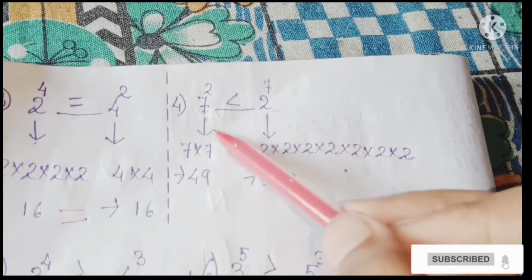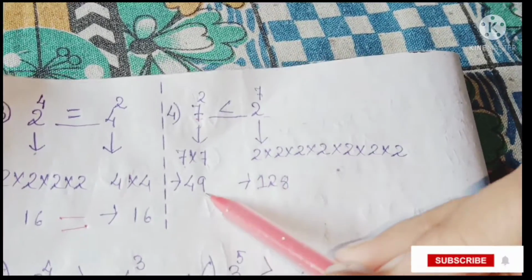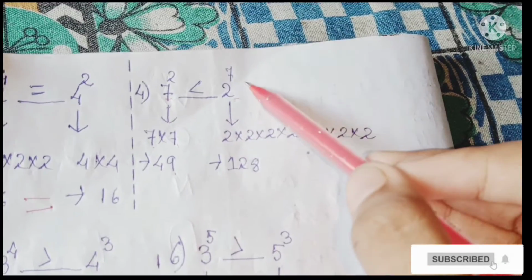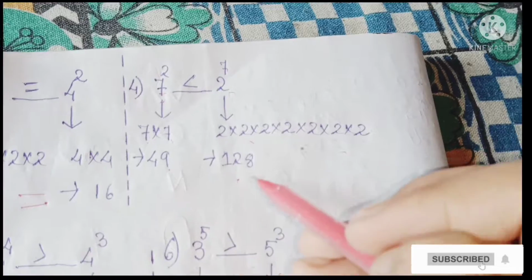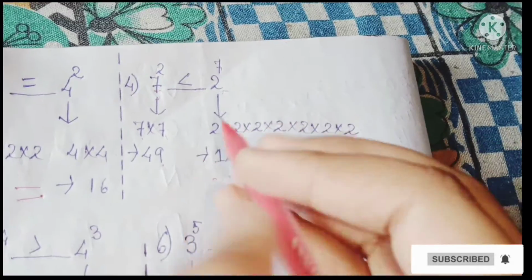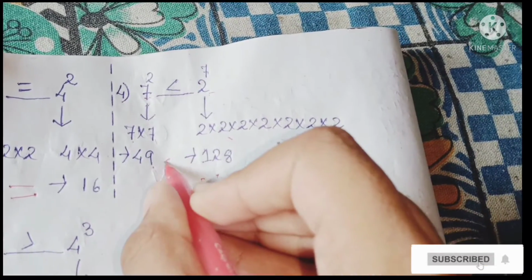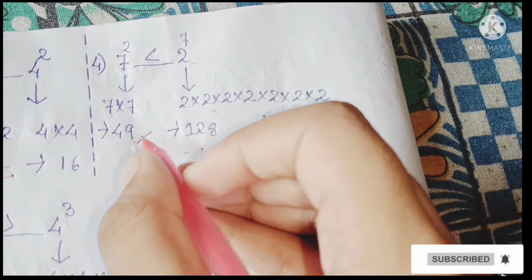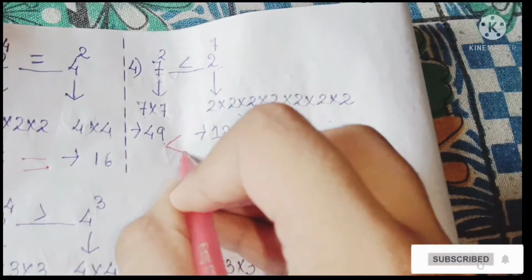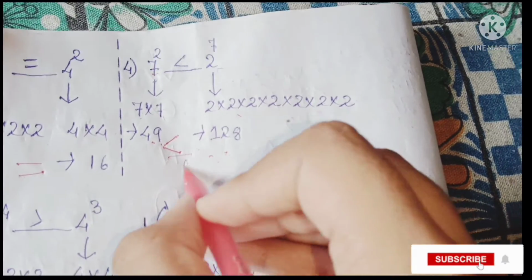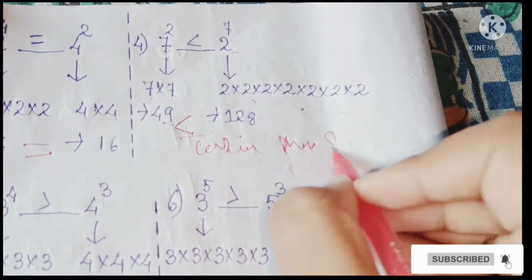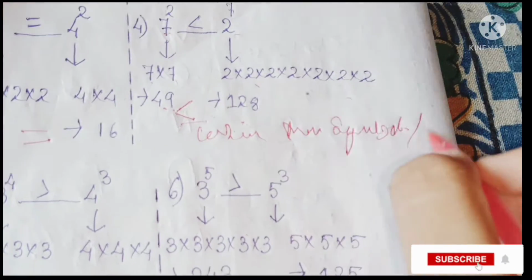Now 7 squared means 7 multiplied 2 times, which gives us the result 49, and 2 to the power 7 means 2 multiplied 7 times, which gives us the result 128. So which is greater? 128 is greater here. So 49 is lesser than 128. So it will be a lesser than symbol or sign, anything you can write as a sign.